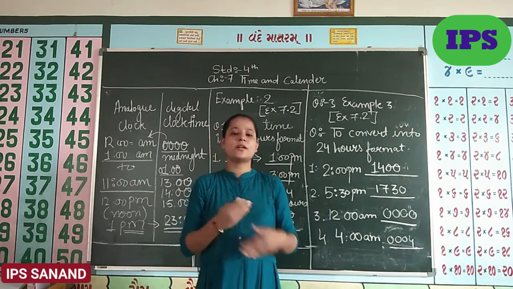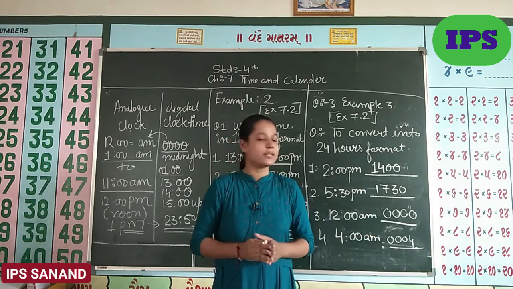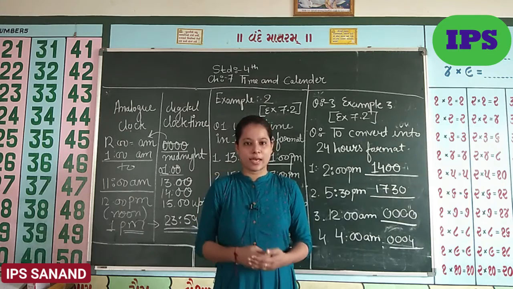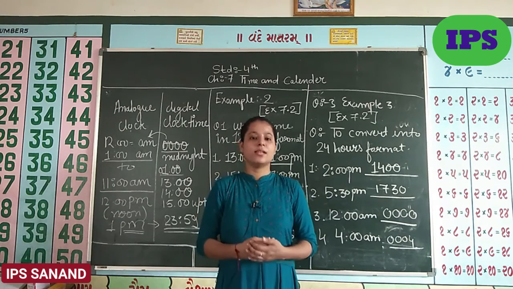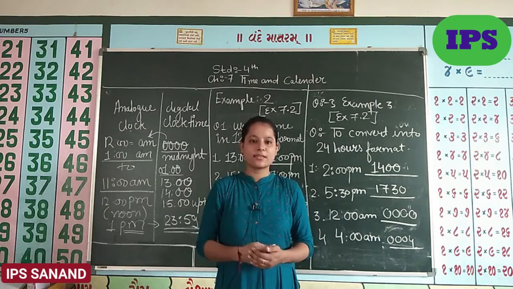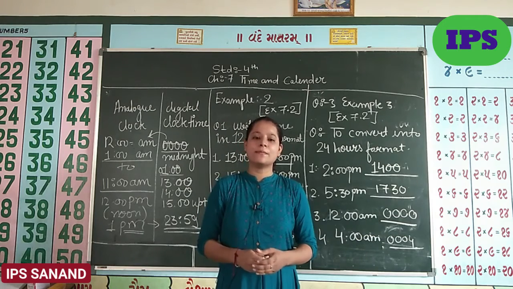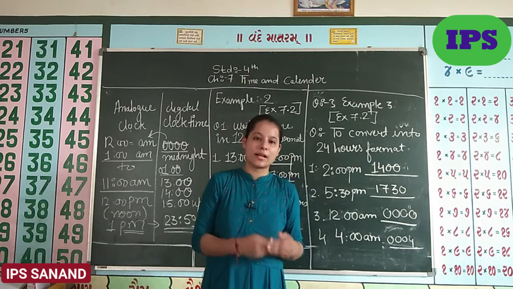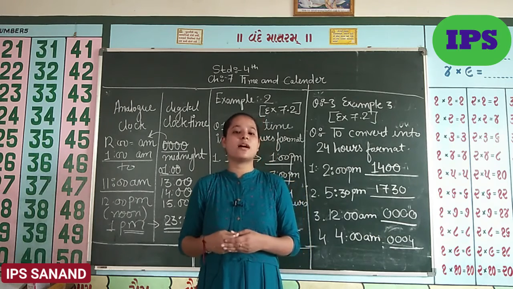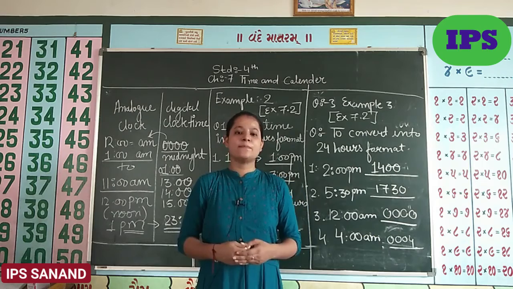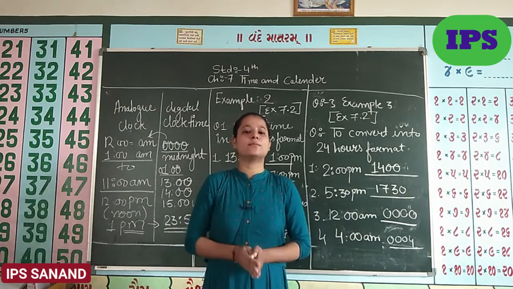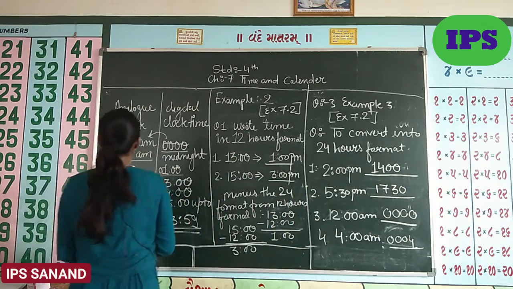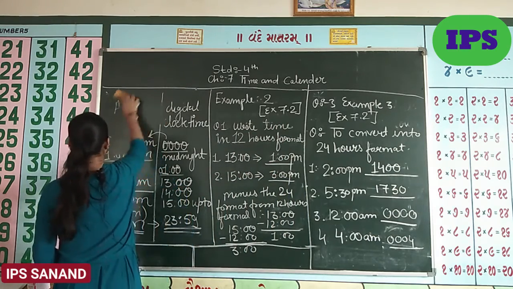Okay, let's take a quick revision. What have we done yet? We have done the concept of AM and PM. Then we have done the exercise of AM and PM. Then we have learned the concept of 12 hours clock and 24 hours clock format. Okay, I hope आप लोगों को इधर तक बहुत अच्छे से clear हो गया होगा. Okay, let's get to another section of the chapter.